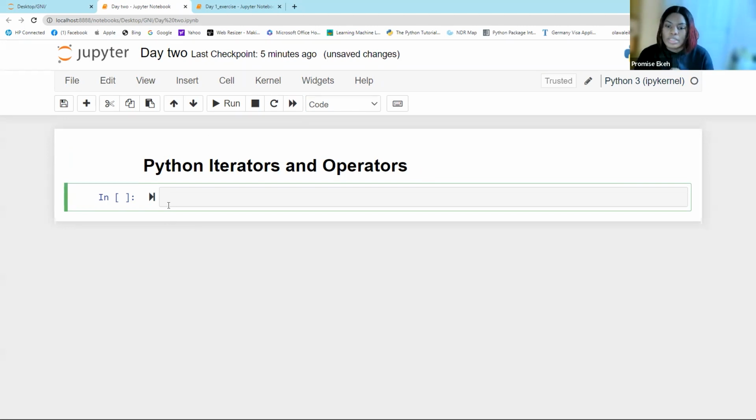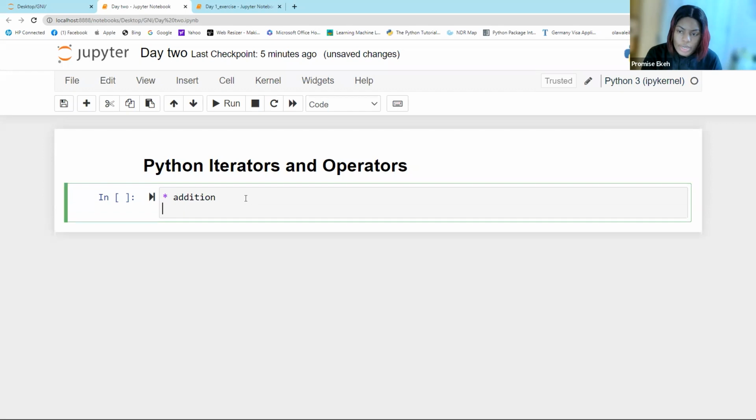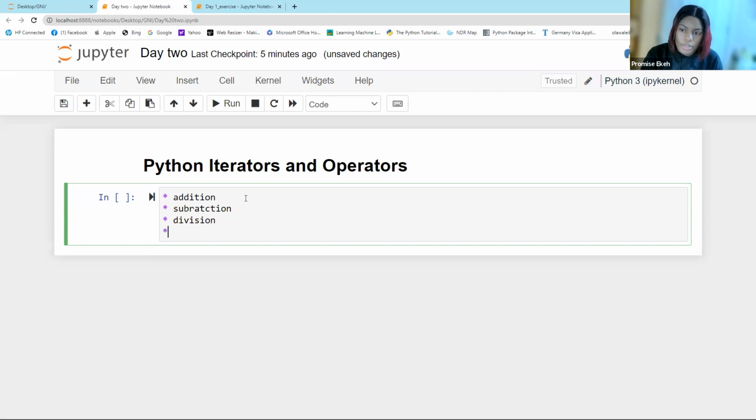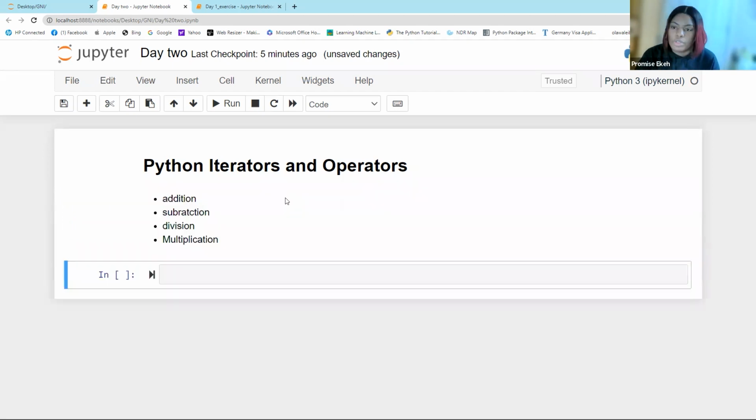So before we go, there are some operators that you should know that you use in Python. First of all would be the arithmetic operation. So there is the addition sign. Addition, when you want to add the numbers together. There is subtraction, there is division, and there is multiplication. So we'll start with addition.